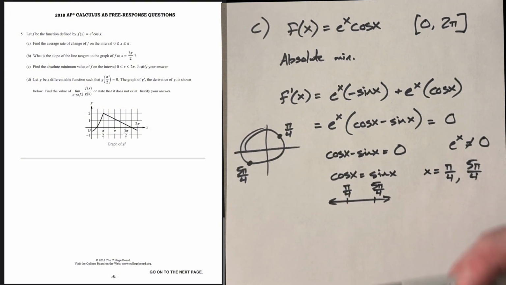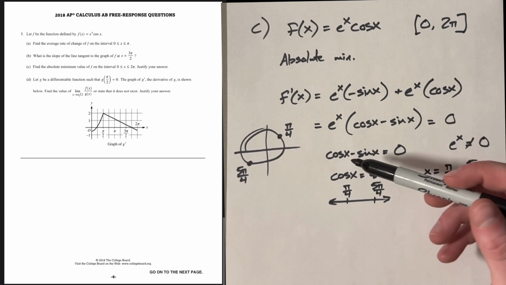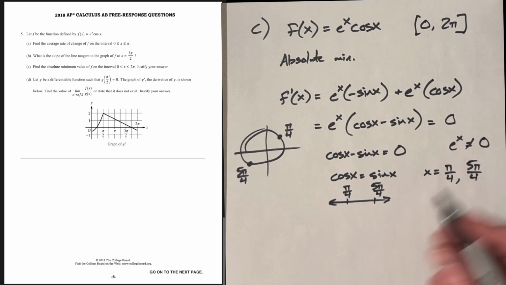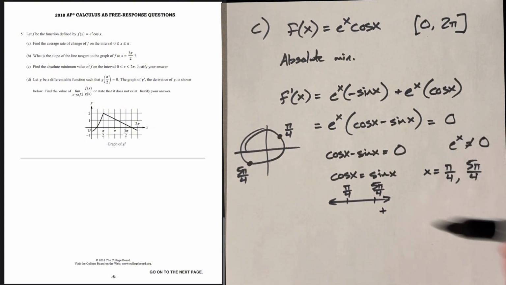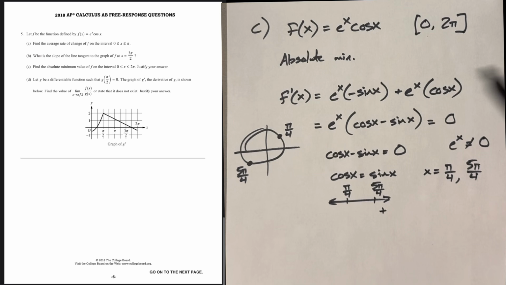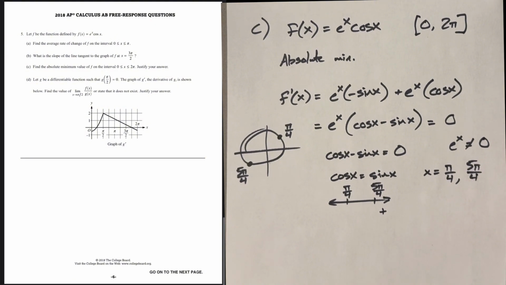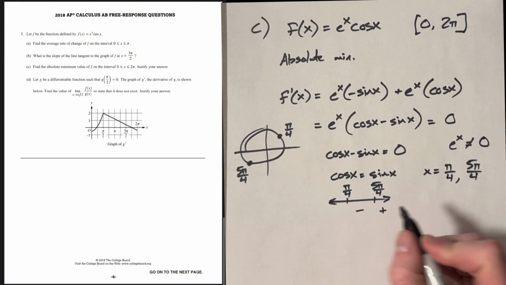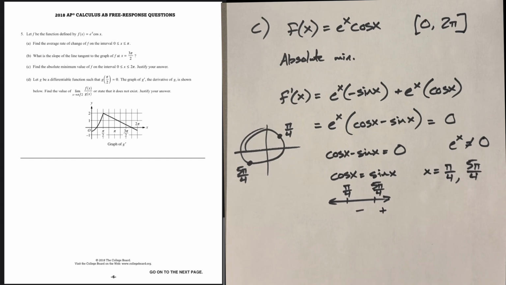Cosine is equal to 0, sine is negative 1, so cosine minus sine would be positive. And e to the x is obviously always positive. Now between pi over 4 and 5 pi over 4, I could plug in pi. The cosine of pi is negative 1. The sine of pi is equal to 0. So negative 1 minus 0 gives us negative 1, which is a negative value.